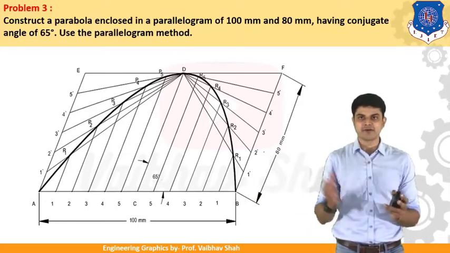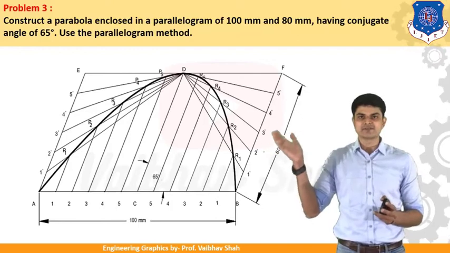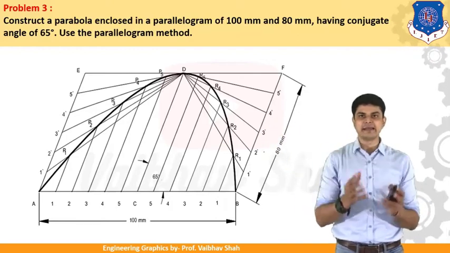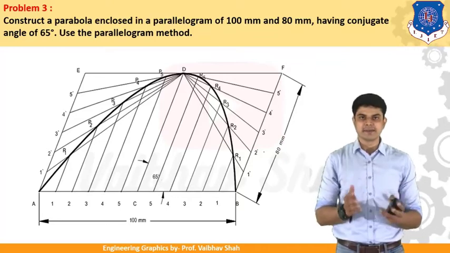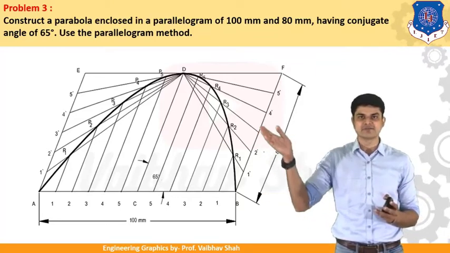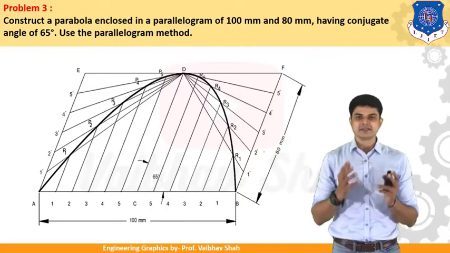Simple. We should connect point 1 dash with your point D, 2 dash with D, 3 dash with D, 4 dash with D, 5 dash with D, and point E is already connected with D. Similarly, we should connect point 1 dash with D, 2 dash with D, 3 dash with D, 4 dash with D, 5 dash with D, like this.